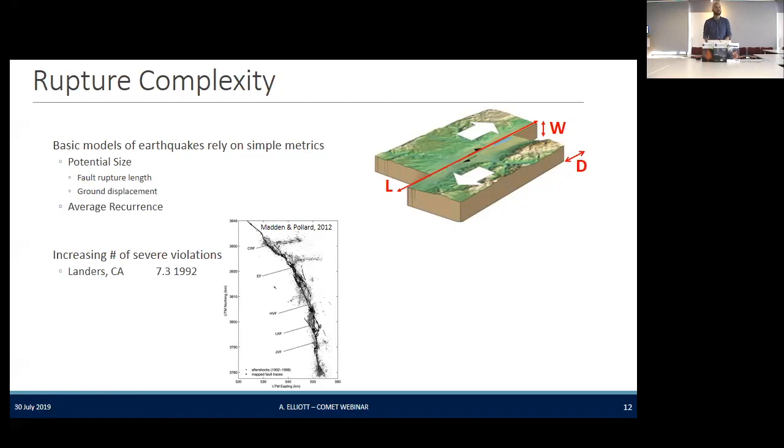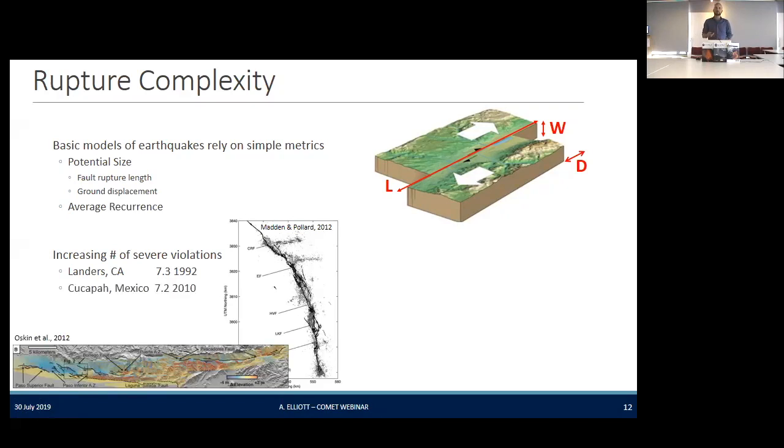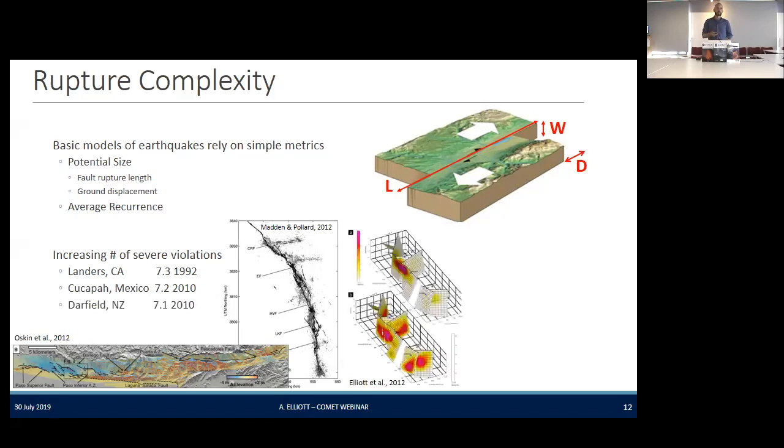Anyway, in the middle of the slide, this earthquake ruptured a large number of different faults that combined together to produce a larger earthquake than was expected from any single one of those faults rupturing. Subsequent examples in Southern California and elsewhere have shown the same thing.